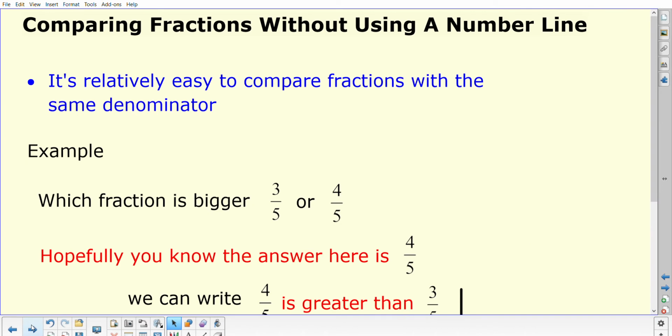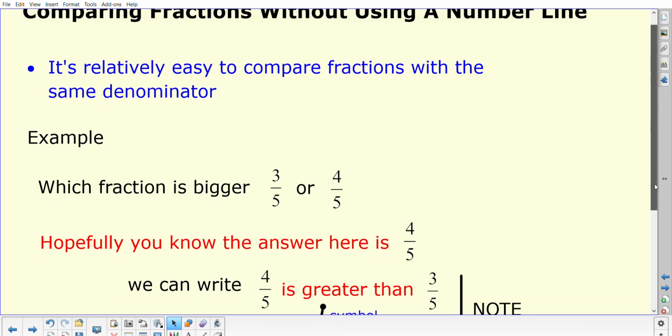So we saw in the last lesson it's quite easy to compare fractions when the denominator is the same. If somebody said you want 3/5 or 4/5 of a pizza, hopefully you know that the bigger version there would be 4/5.